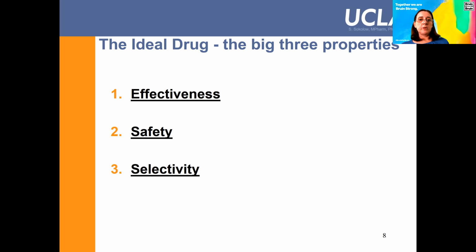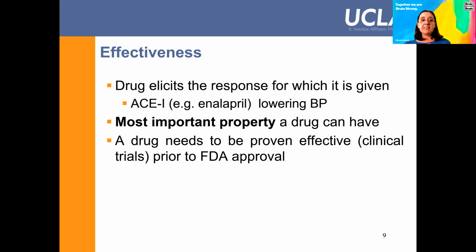So that would be what we can call the selectivity, if a drug works essentially on the target that it is made for. Effectiveness: a drug elicits the response for which it is given. So again, here is another example.